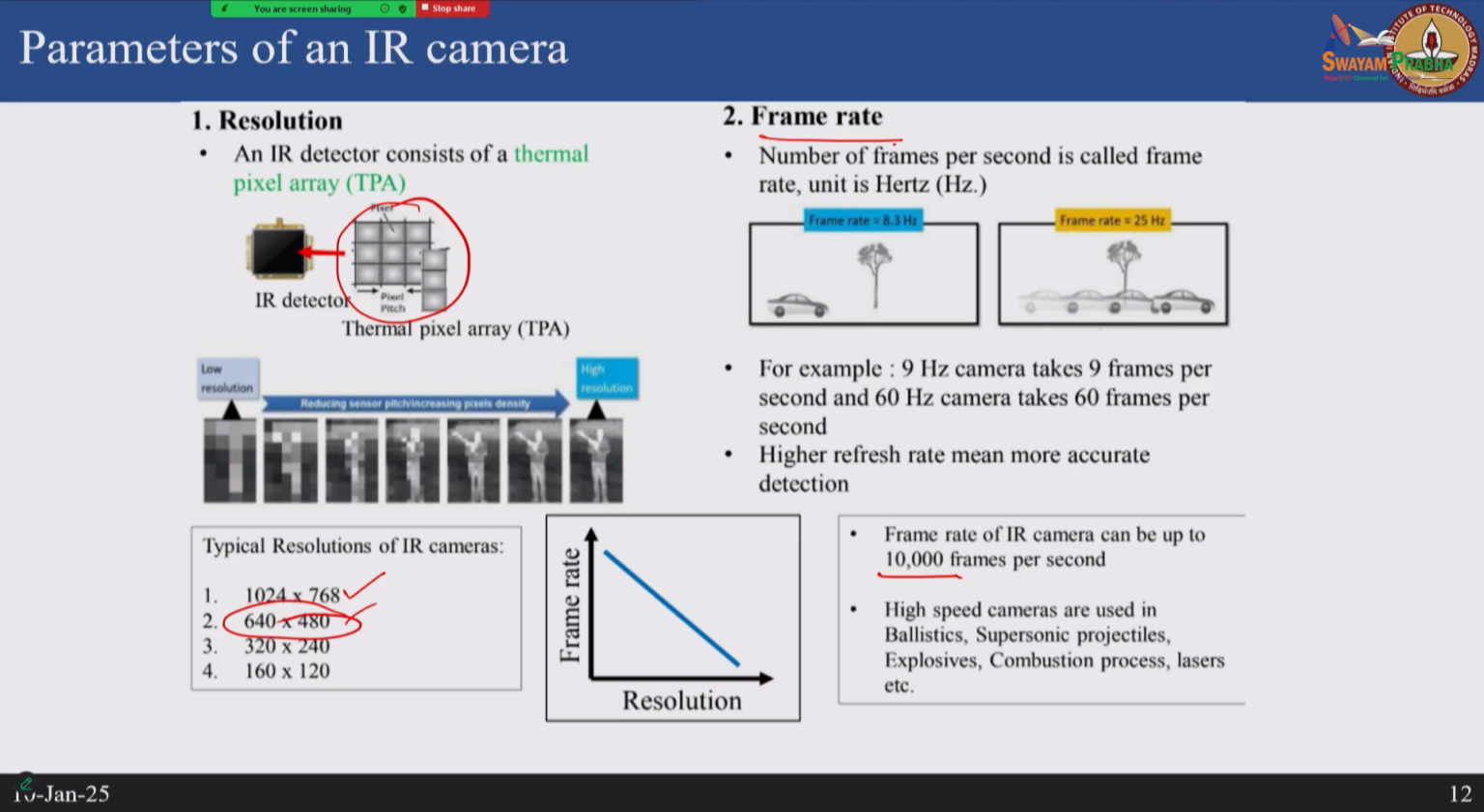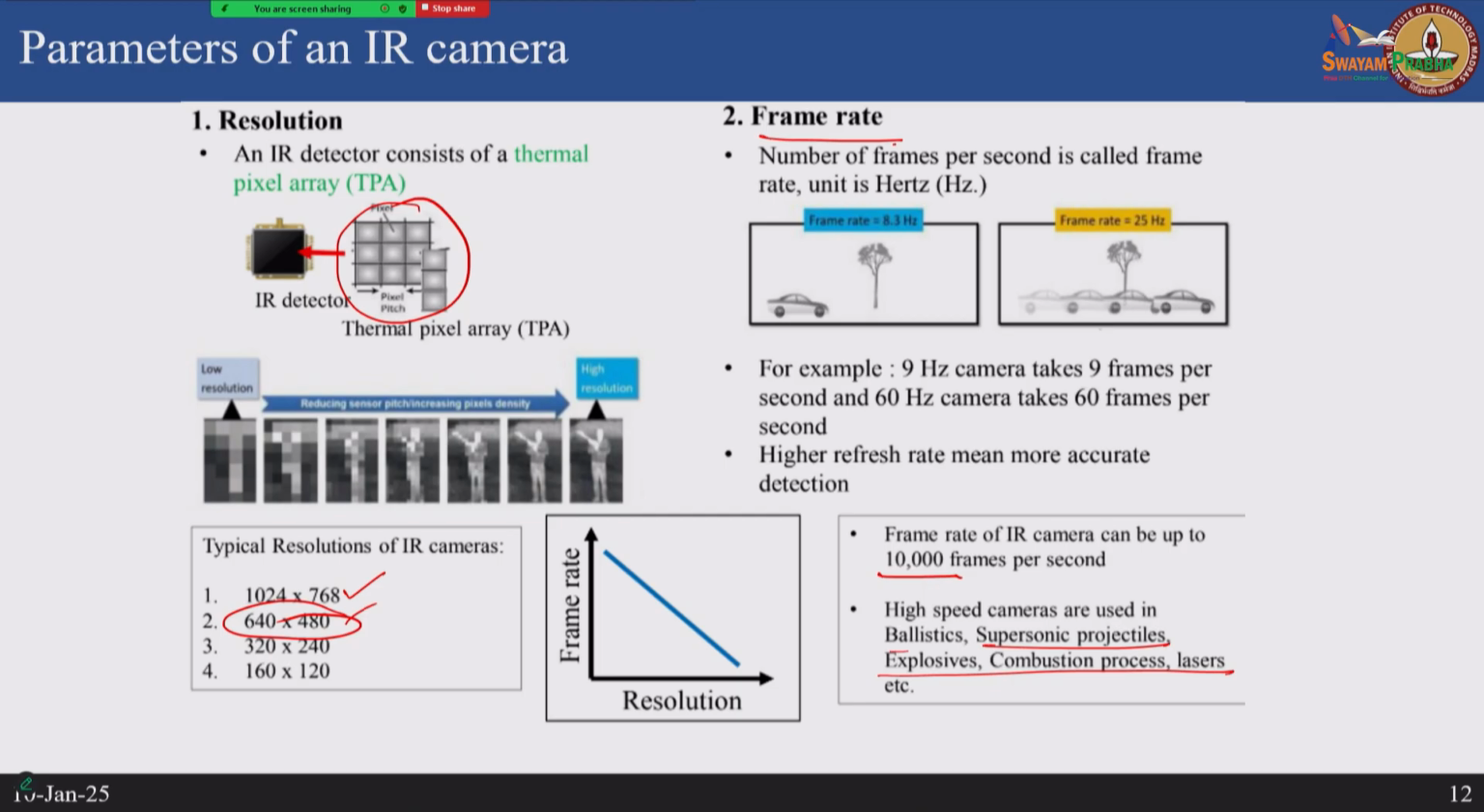But then these are not exactly operating like an optical camera, because they are not just detecting the reflected light, they have to capture the emitted light and therefore you cannot go to very high frames, because again there is a limitation, at least a few photons it has to pick up, right. If you have a very fast transient response, it cannot detect less than a few photons. So therefore these high speed cameras are used in ballistics, supersonic projectiles, explosives, combustion process.